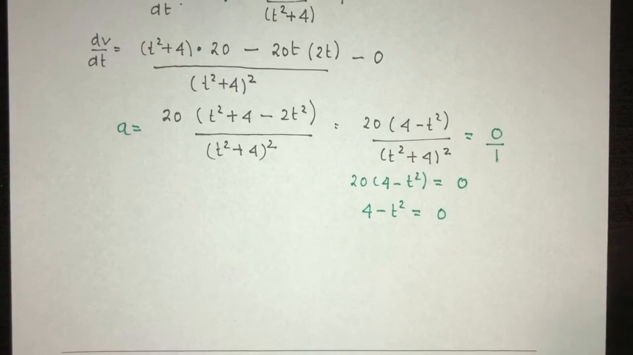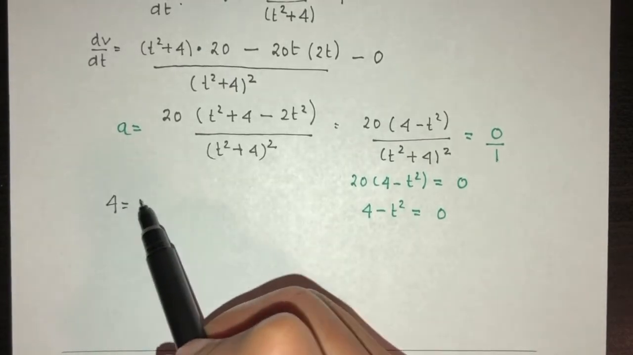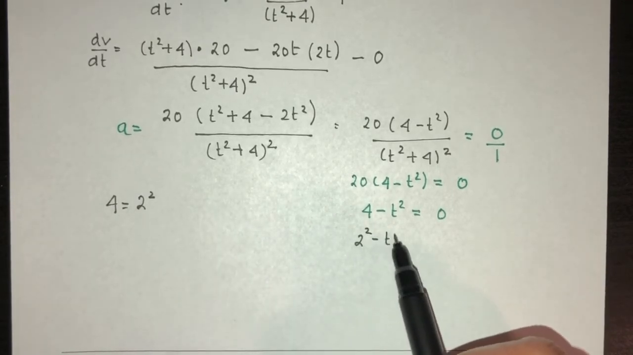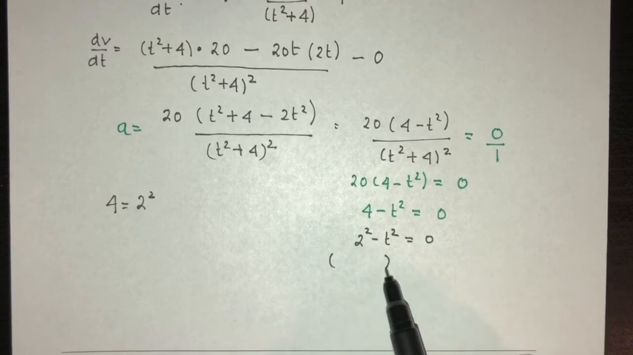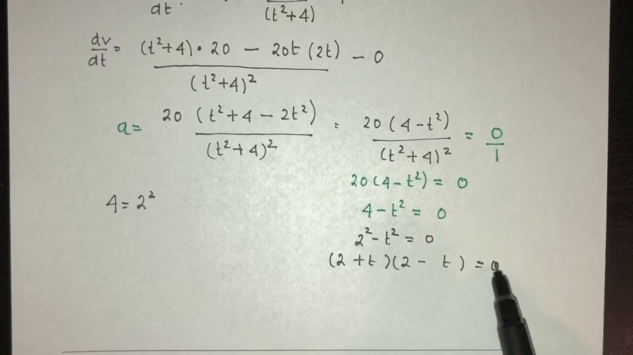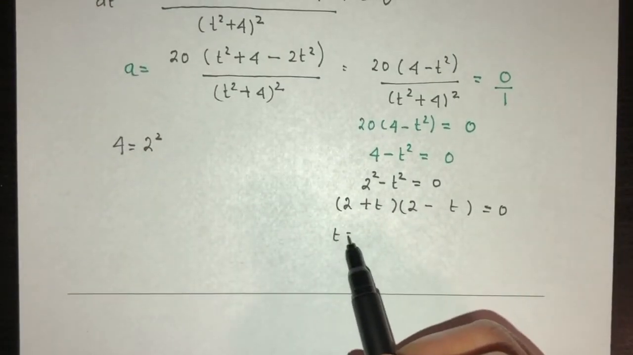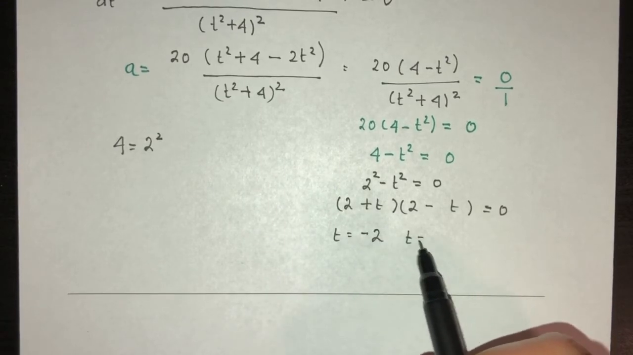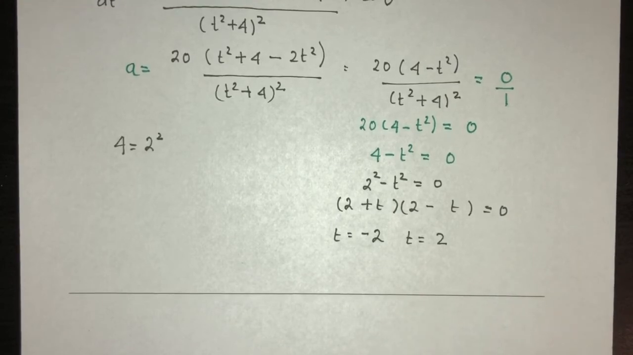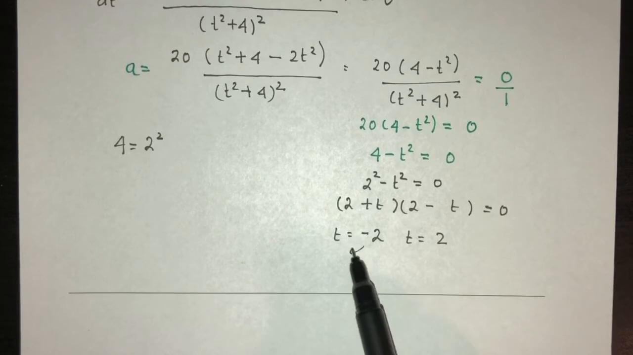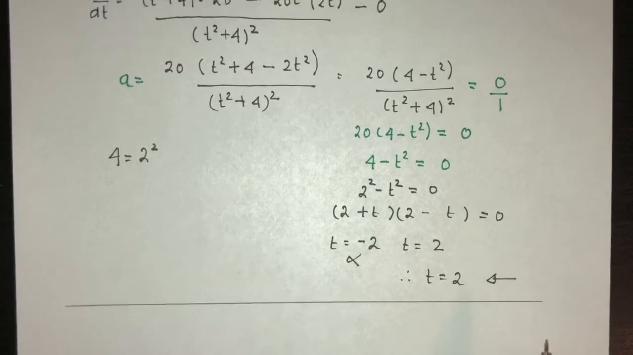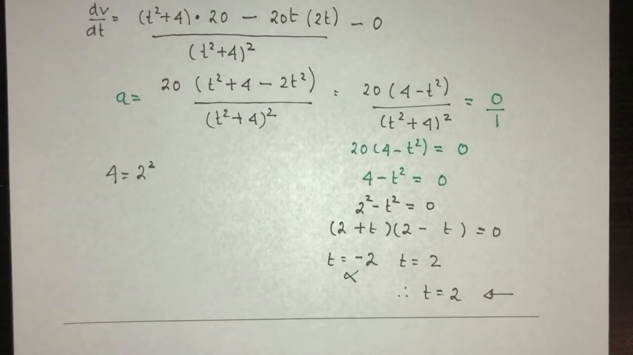Now we can factorize this. If you observe, what is 4? You would say 4 is 2 times 2, right? So this becomes 2 squared minus t squared equal to 0, which is 2 plus t, 2 minus t is equal to 0. So the two values of t can be t is equal to minus 2, or t is equal to 2. Now, if you observe, time can only be positive, so minus 2 will not be a good value. So t is equal to 2 when a is equal to 0. And that is your question number 6.